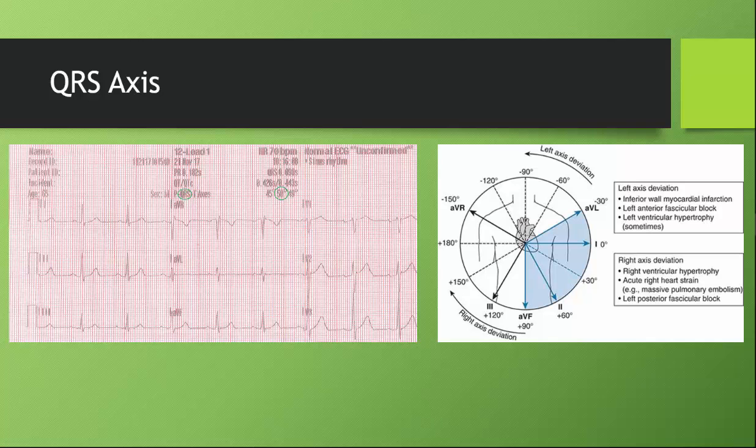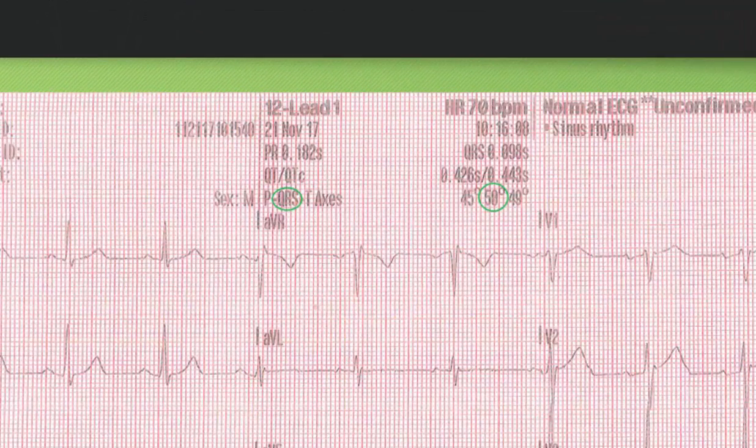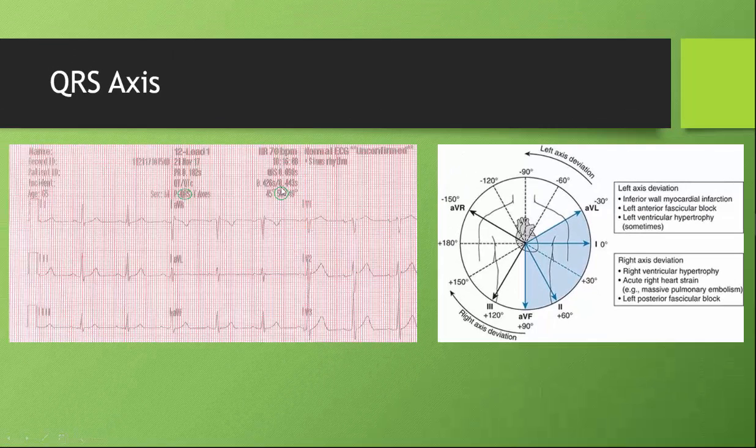So if you do want to look for the axis deviation, the QRS axis deviation, all you have to do is look at your 12 lead printout, and you can see right here where it says P, QRS, and then T axis, and then go here to the corresponding area where you'll see 45 degrees, 50 degrees, and 49 degrees. So this patient right now has 50 degrees of QRS axis, so they are in the normal range. Some are right around this area.